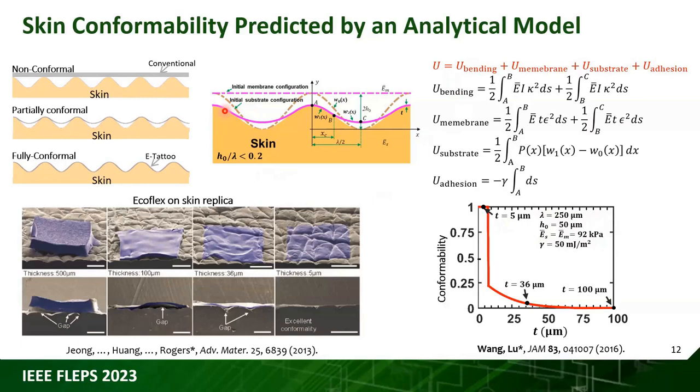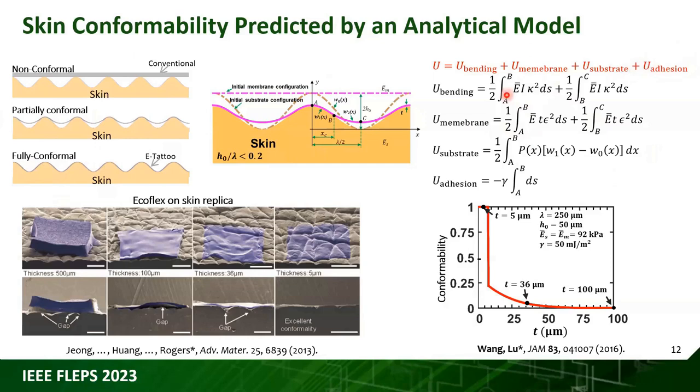It involves the bending energy of the membrane, the stretching energy of the membrane, which is the membrane energy, the substrate energy, which is skin elastic energy, because when the thin film conforms to skin, the skin also deforms a little bit, dragged a little bit by the tattoo. And then the interfacial adhesion energy, only those four energies.